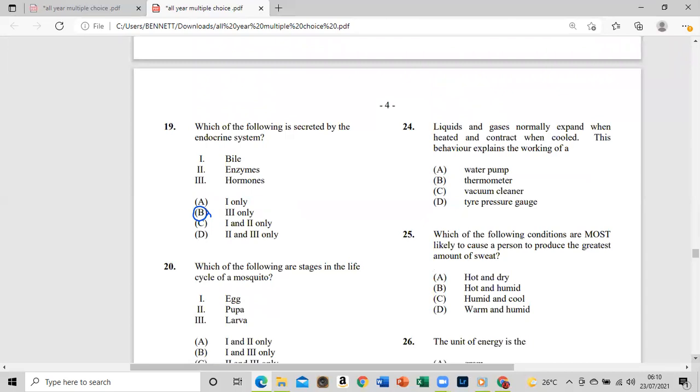Question 24: liquids and gases normally expand when heated and contract when cool. This behavior explains the working of: A, water pump; B, thermometer; C, vacuum cleaner; D, tire gauge. So 24 is B.